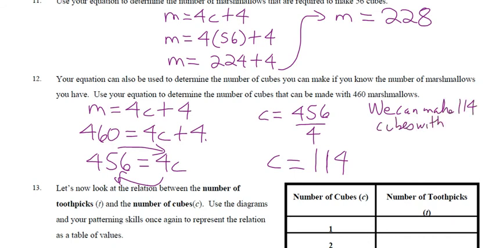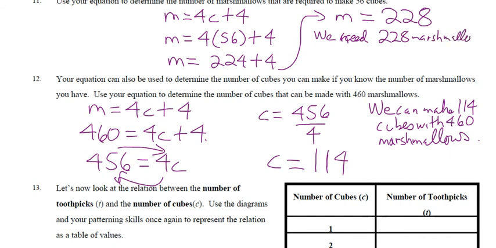with 460 marshmallows. What if it was 462 marshmallows? We got like 114 and a half. What would you say? You would say 114, right? You'd say, well, I can't do a half a cube, so I would eat 2 of the marshmallows and then make 114 cubes. Right? And here we could say we need 228 marshmallows to make 56 cubes. That puts context into it, right?